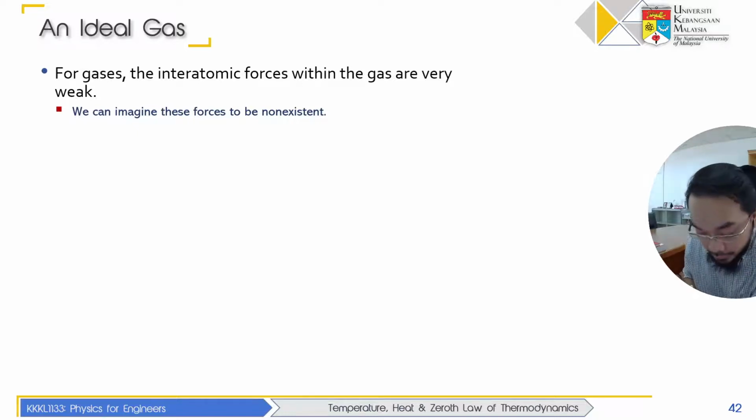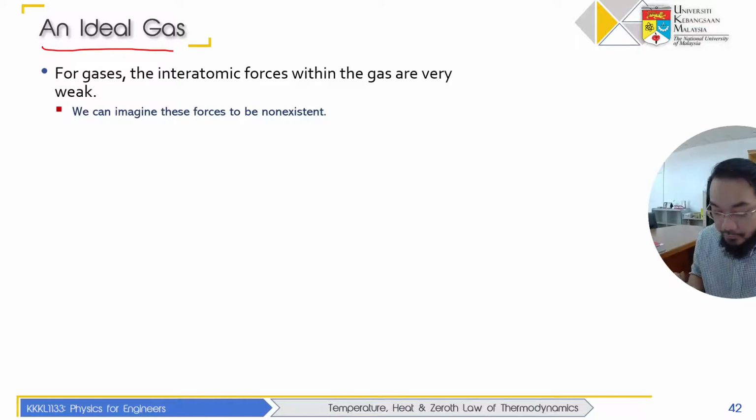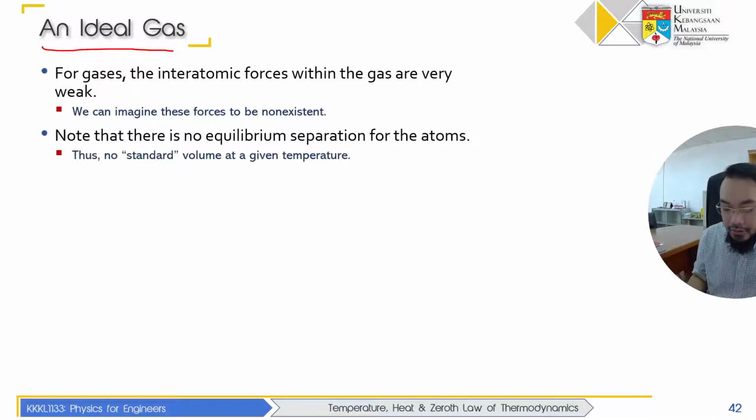Okay, lastly, we look at the concept of an ideal gas. For gases, the interatomic forces within the gas are very weak. We can imagine these forces to be non-existent. That means if you have a balloon and you inflate it, the gas inside the balloon will have a very weak force trying to attract the molecules to each other. So the force is very weak, and they are free to move around. That's how they can have kinetic energy. Note that there is no equilibrium separation for the atoms. There's no standard volume at a given temperature.